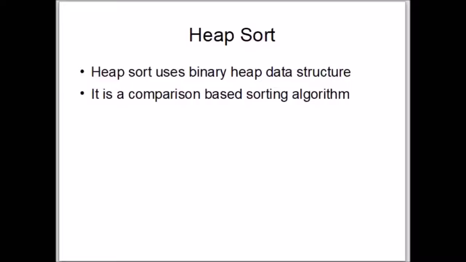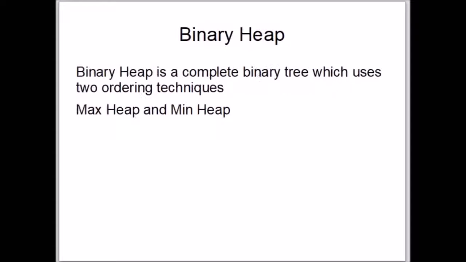Now let's take a look at what is a binary heap. A binary heap is a complete binary tree which uses two sorting techniques. The first technique is called a max heap and the second is called a min heap. In a given heap sort algorithm, you can only use one of the two techniques. You cannot use both of them. Now we'll take a look at it when we implement this.